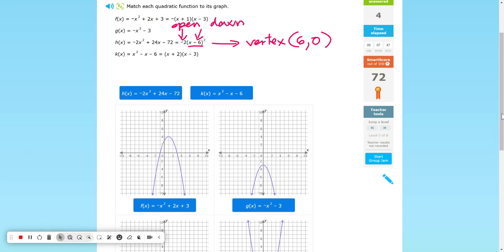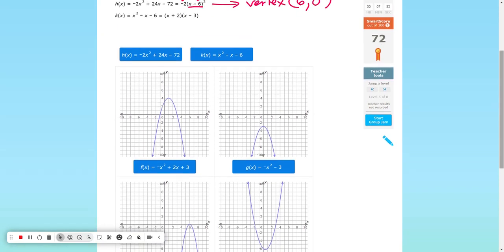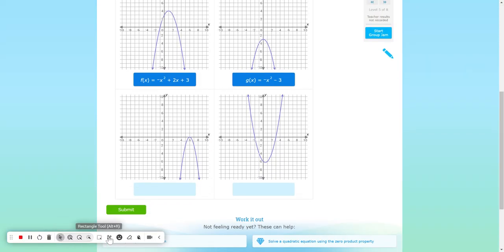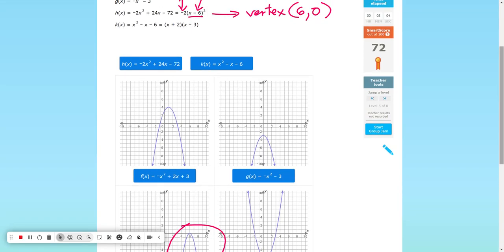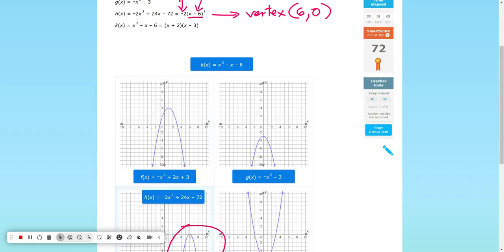Here we go. Open down, the vertex at 6, 0 right there. So this is the one. Let's go and drag it in. Here we go. Subtract 2, x subtract 6 squared. So this is the one.